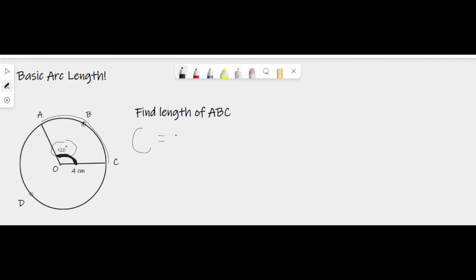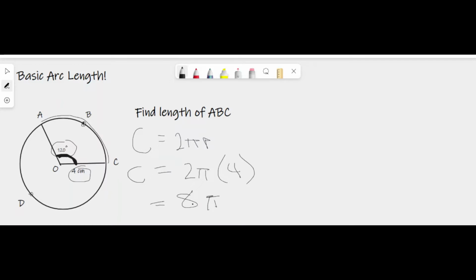So the circumference of a circle is equal to 2 pi r. R is the radius, or the distance from the center to the outside of the circle. Now we're given that right here, it says 4. So we're already given the radius, so we already know the circumference. Let's just plug it in. So if r equals 4, we get C equals 2 times pi times 4, or 8 pi.